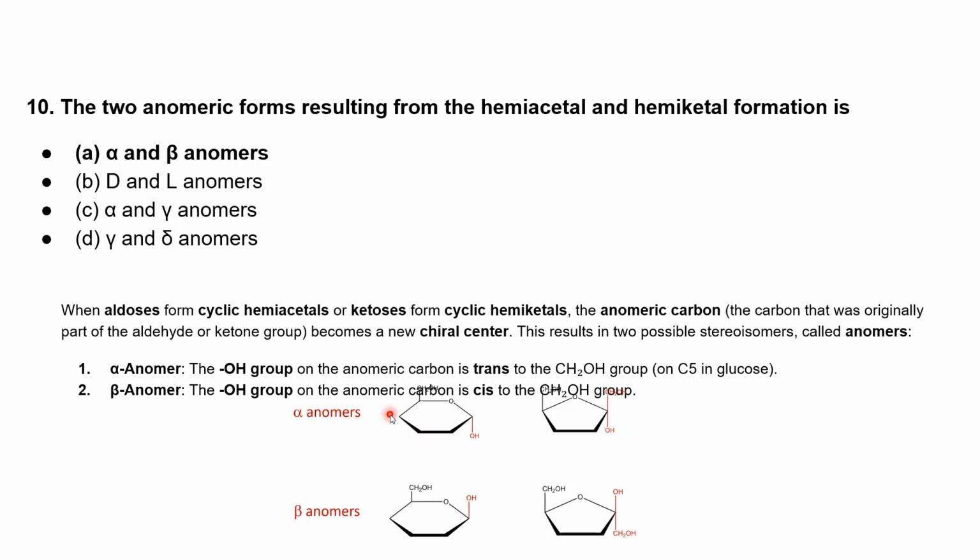So this one is the alpha anomer, in which the OH group is trans to the CH2OH group, because the CH2OH is on the upside and the OH here is on the downside. So this is trans, right? We call this the alpha anomer, and the beta anomer is when they are on the same side, when the OH group is cis to the CH2OH group, then we call it the beta anomer.